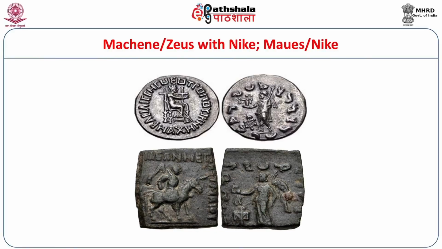On the reverse we have the representation very typical of Maues, Zeus with Nike. There is another coin type which is very rare, where, as I mentioned earlier, we normally do not have Maues's portrait, but here this coin is said to have a ruler sitting on a horse, said to be of Maues, and on the reverse we have the Nike type.